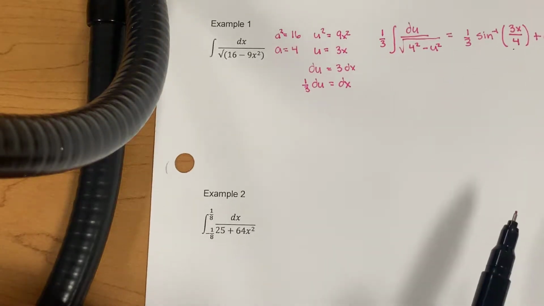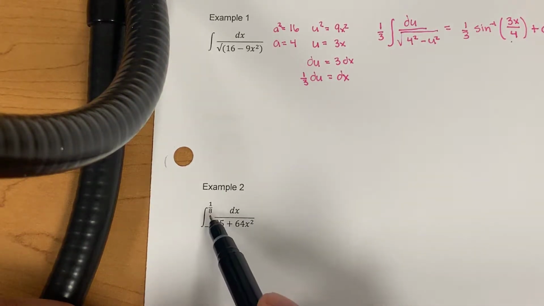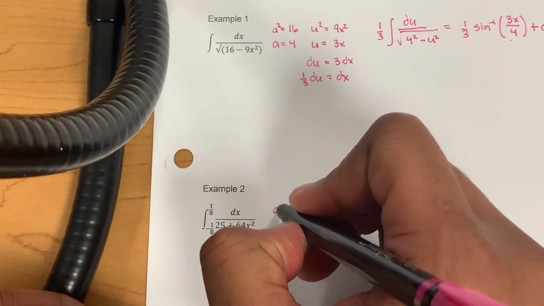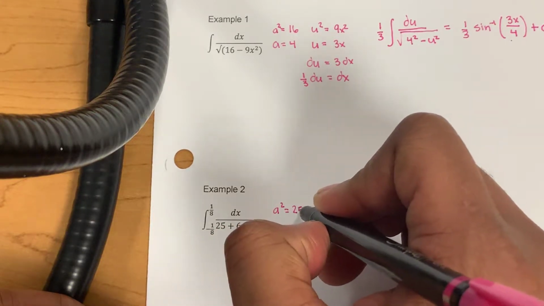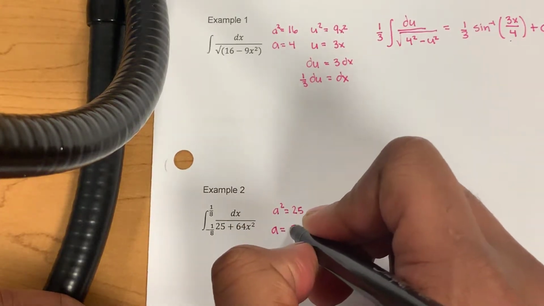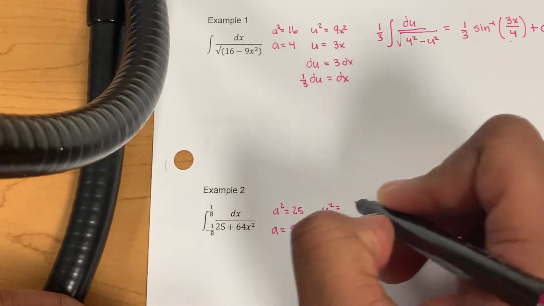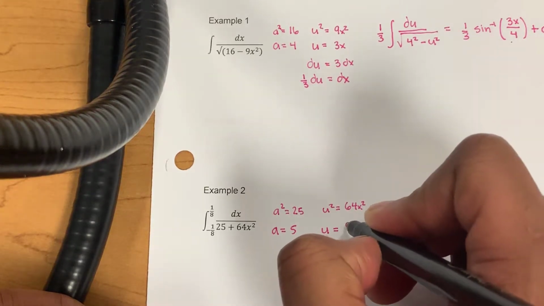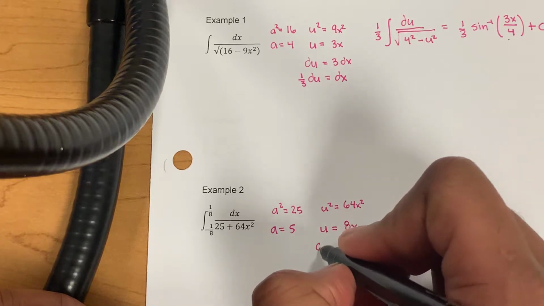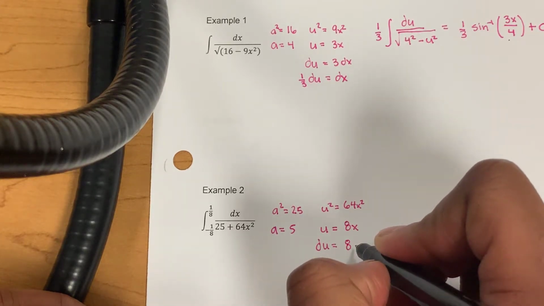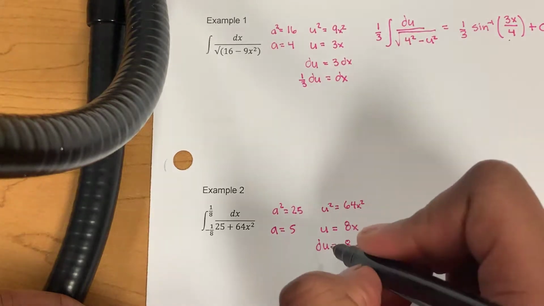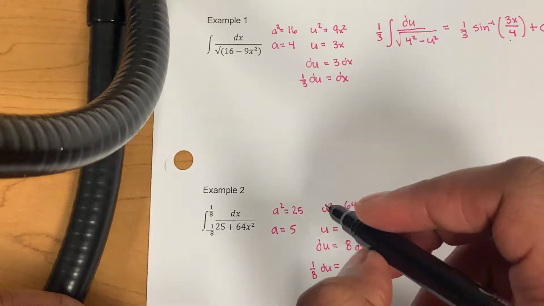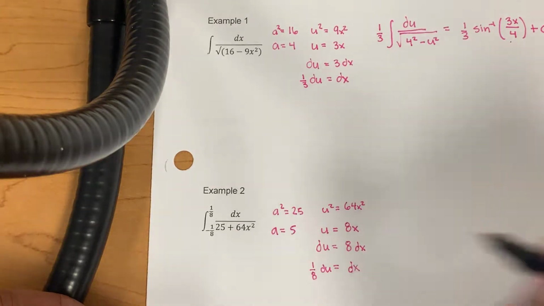For example 2, we have a definite integral, and it seems like this is in the form for inverse tangent. So our a squared is going to equal 25, so that means that a equals 5. Our u squared is going to equal 64 x squared, so our u is going to equal 8x. And so du equals 8 dx, and 1/8 du is going to equal dx.